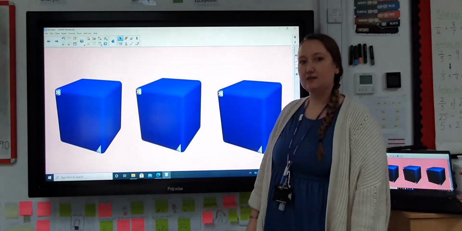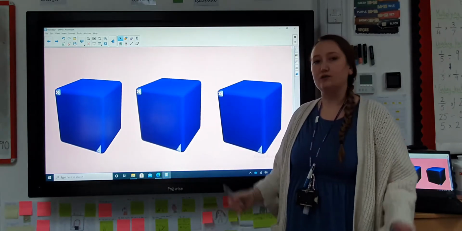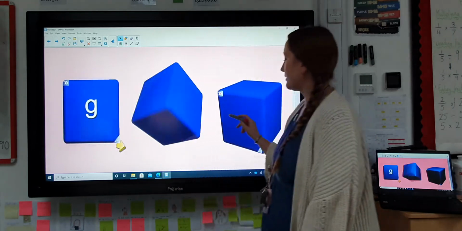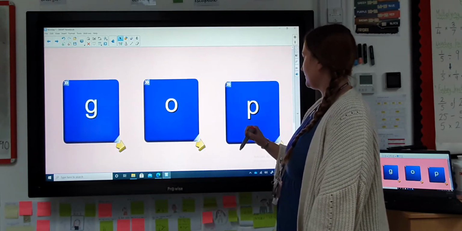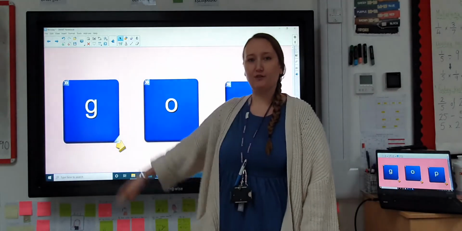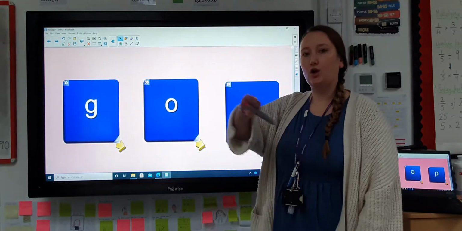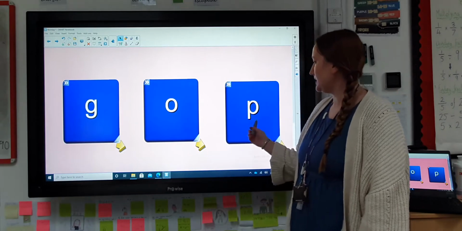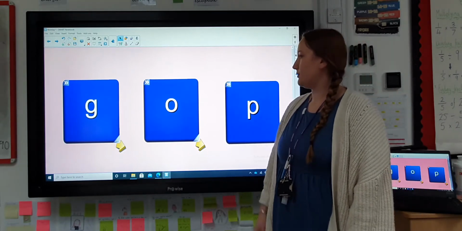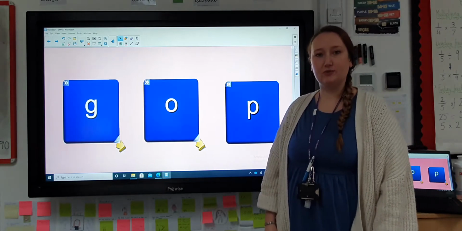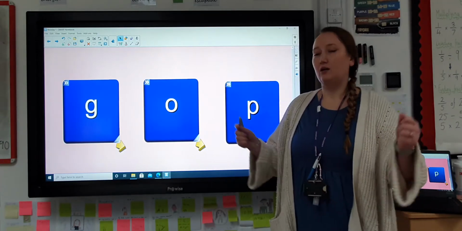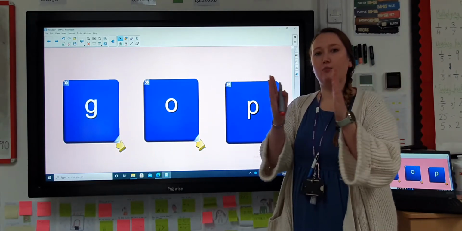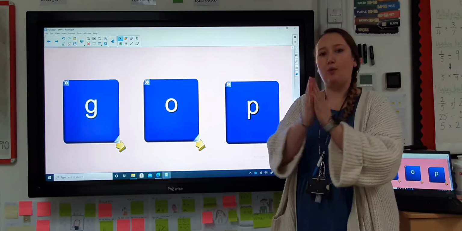Okay, so now we're going to roll the dice and it's going to have 3 different phonemes and we're going to blend them together to read what it says, okay? Okay, so what is our first phoneme? It's G. And our second phoneme? O. And our last phoneme? So we're going to blend them together, push the sounds together and read what it says, okay? So I want you to do this with me. G, O, P. And now we're going to push it together. G, O, P. Gop.